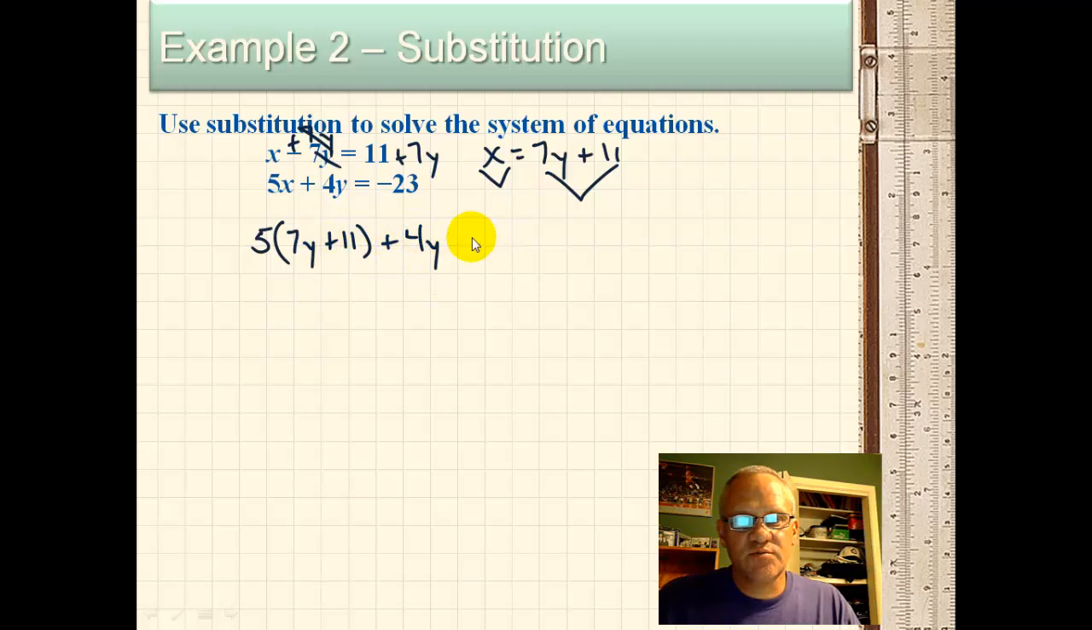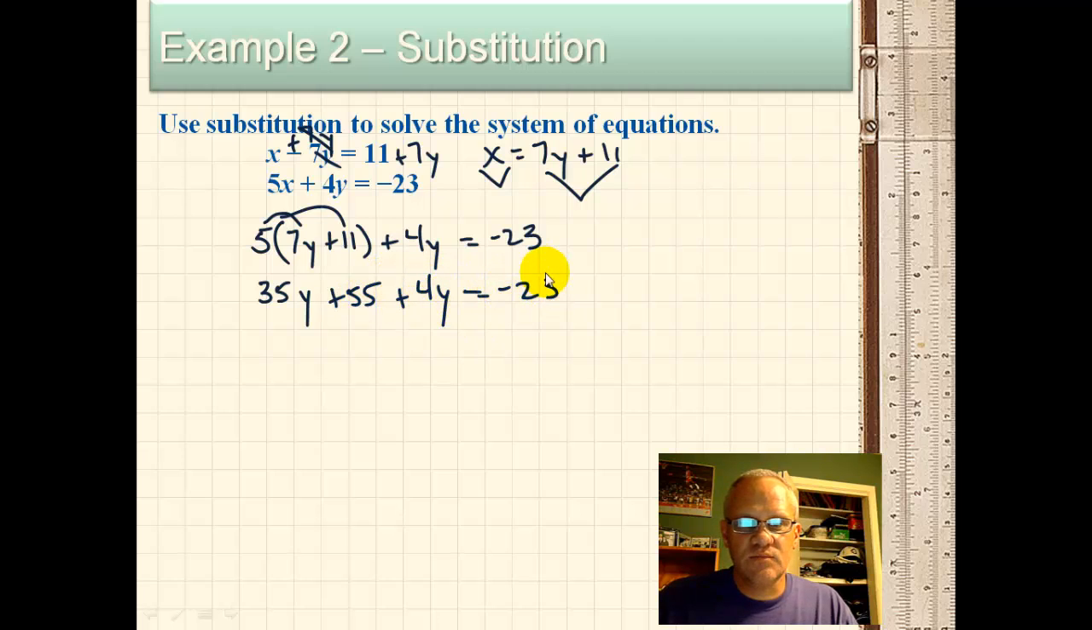And then you have the rest of it here, plus 4y equals negative 23. Now we just solve that. Take the 5, distribute. That's going to be 35y plus 55 plus 4y equals negative 23. Combine your like terms. You've got 35y and 4y, which is going to be 39y. Kind of at the same time here, I'm going to go minus 55 just to save some space.